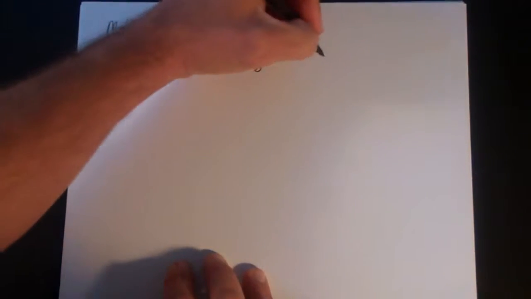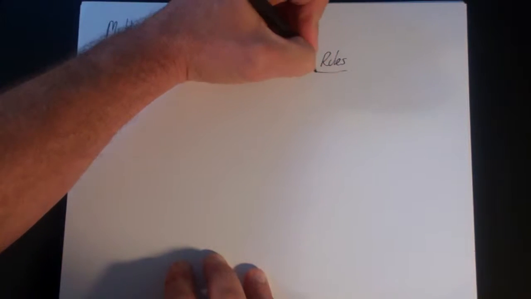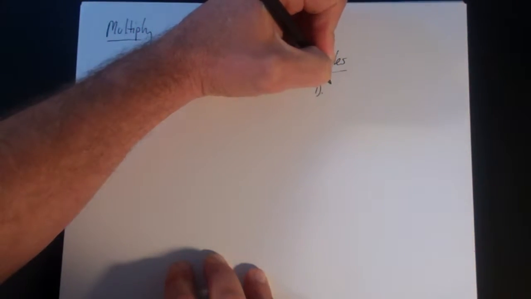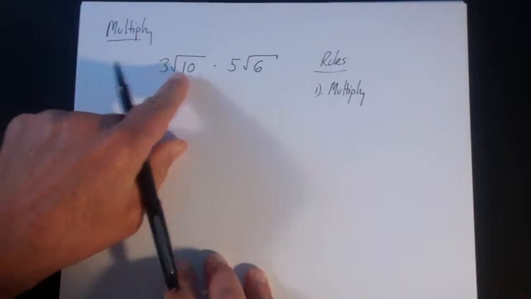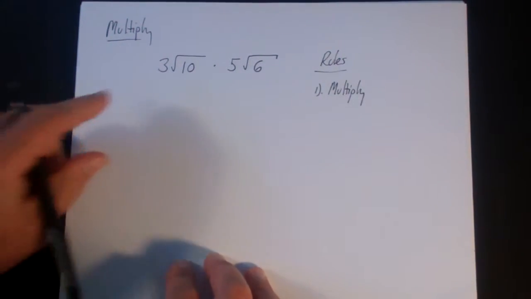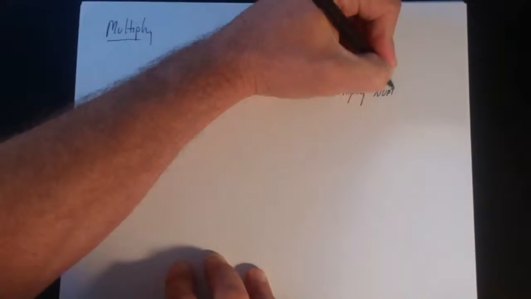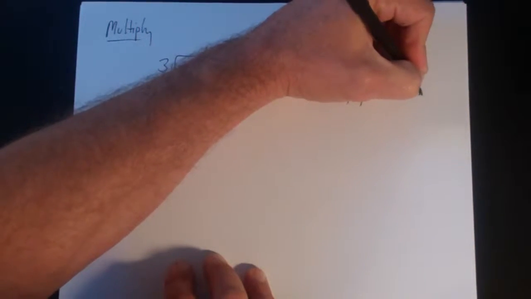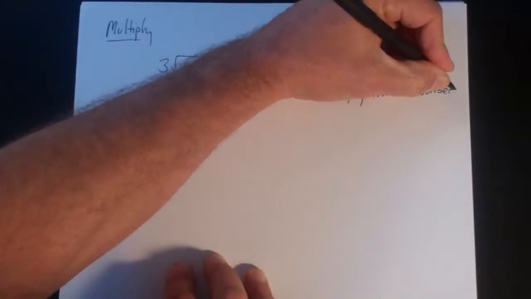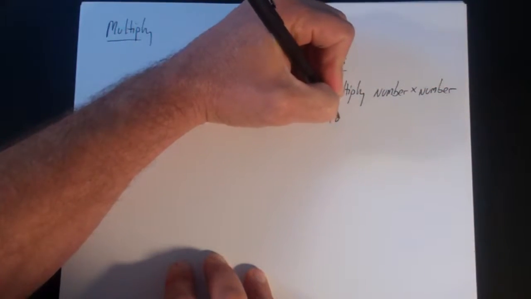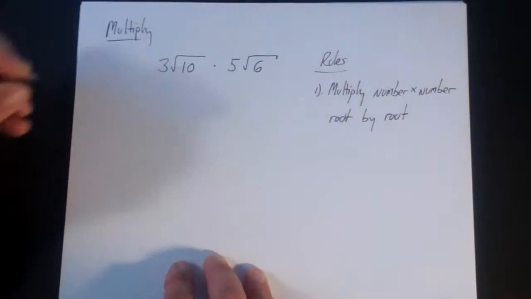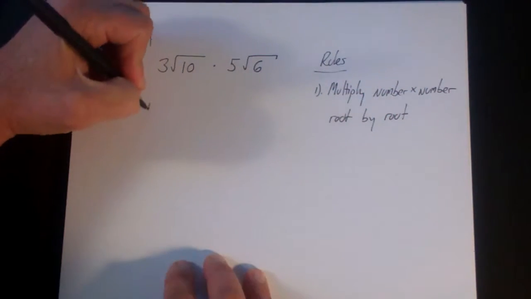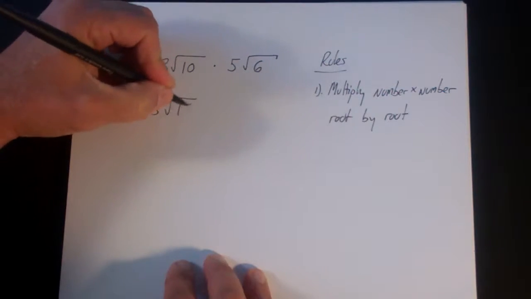The rules here are pretty straightforward. You multiply the number by the number. You call this the coefficient if you want to, but it doesn't necessarily matter. It's the number outside of the root. So you multiply the number times the number, and you multiply the root by the root. So in this case, that would be 15 square root of 60.